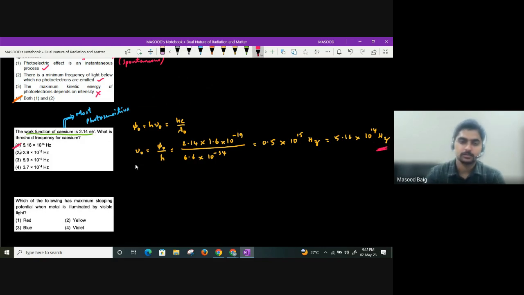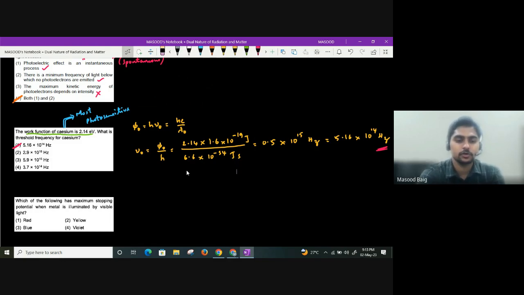Right? Threshold frequency can be written as work function divided by h. h is Planck's constant. Its value will always be the same, always constant: 6.6 into 10 power minus 34 joule second, guys. How to convert electrovolt into joules? 1 electrovolt will be 1.6 into 10 power minus 19 joule. And this is joule second, guys.